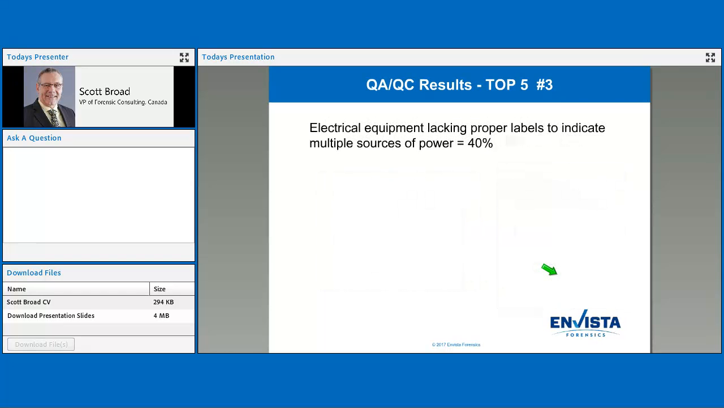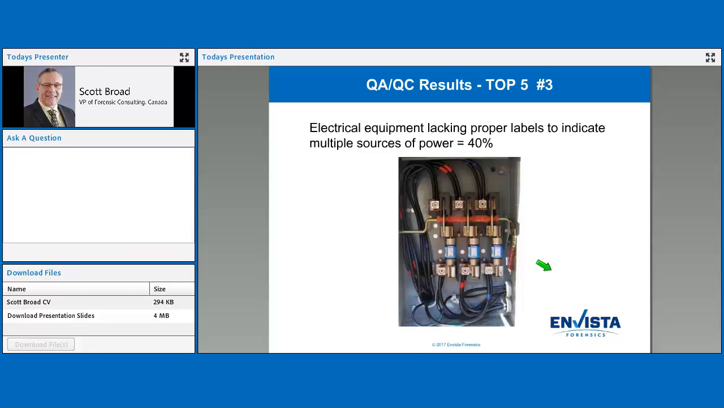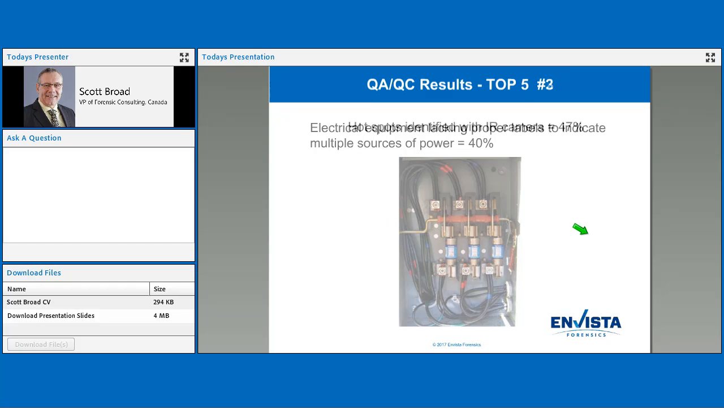The number 3 problem that we see is lack of labels on anything. We don't know what is what. This one isn't labeled too bad. The problem with this one was there wasn't even a door on this panel when we went to the rooftop to look at it. They took it off to do some connections and they left it off.